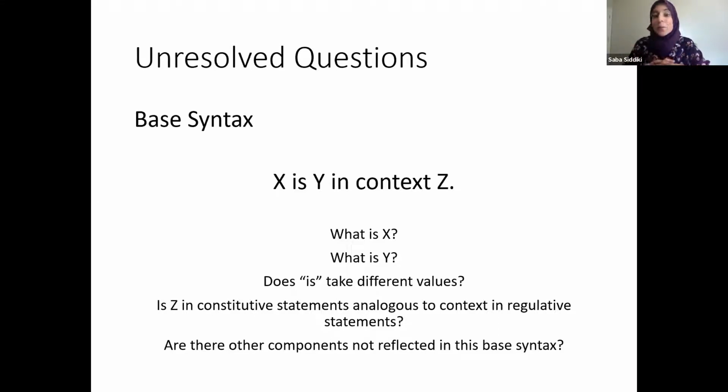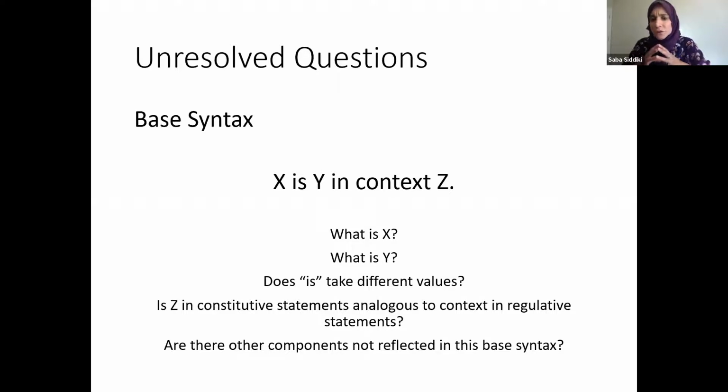What is X? What exactly is Y? Are there common properties among the values that tend to accord with X and Y when applying this base syntax to code constitutive statements? We found that the information, the values, tended to be heterogeneous in kind. It's not always like an actor that would associate with an attribute. So we wanted to have some more thought on what exactly X and Y are. Are there generalizable properties that will help us to identify this?